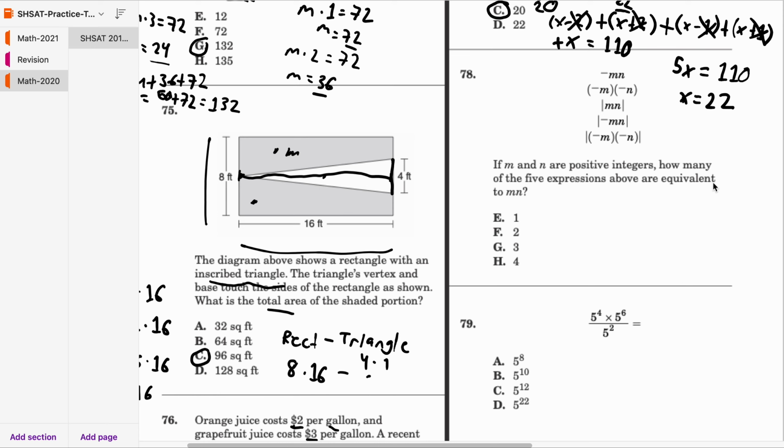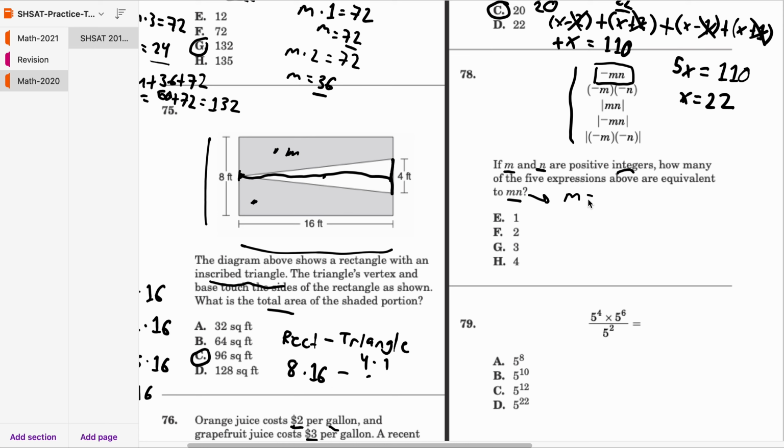Okay. So now we're going to go on to 78. So we know we have these expressions right here. And we're being told that m and n are both positive integers. So we want to know how many of the 5 expressions above are equivalent to mn. So if we look at this one right here, we can sort of see that this is clearly not equivalent. Or we could reason through this, but it might be easier to plug in values.